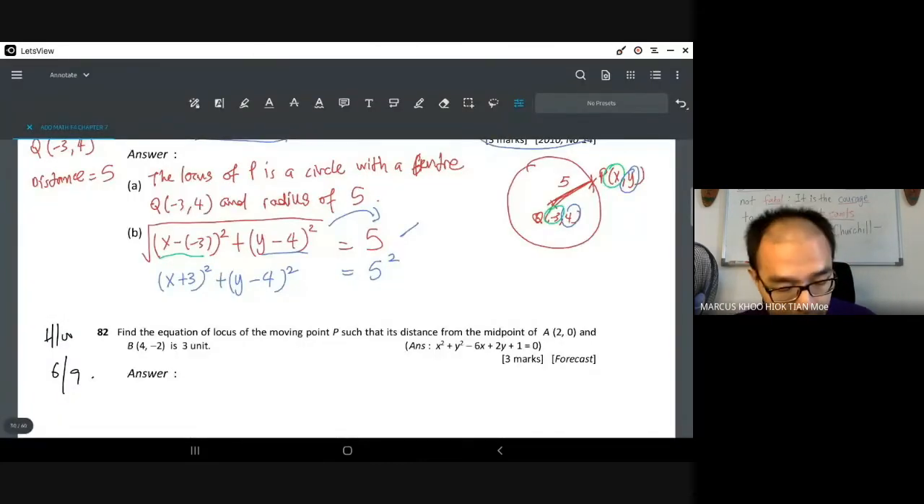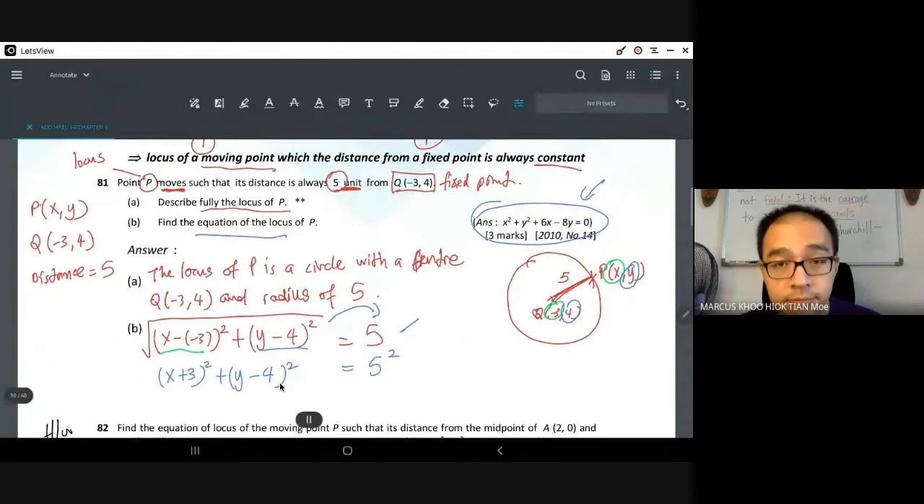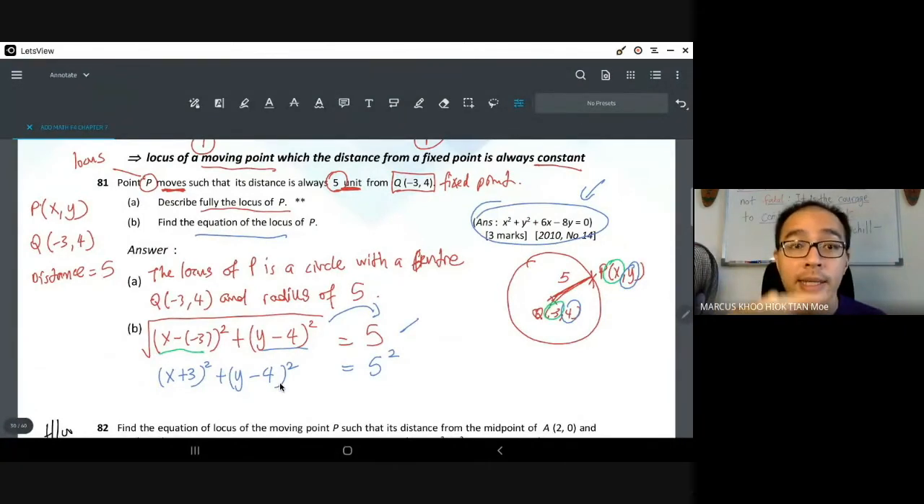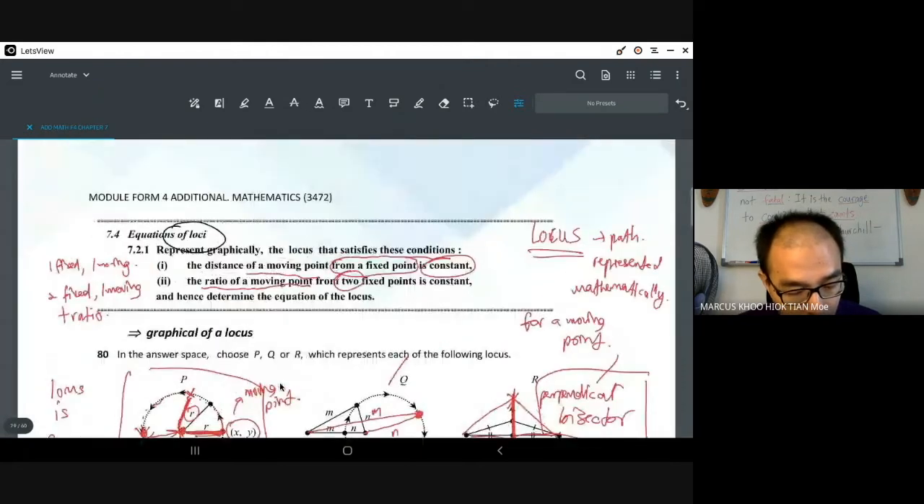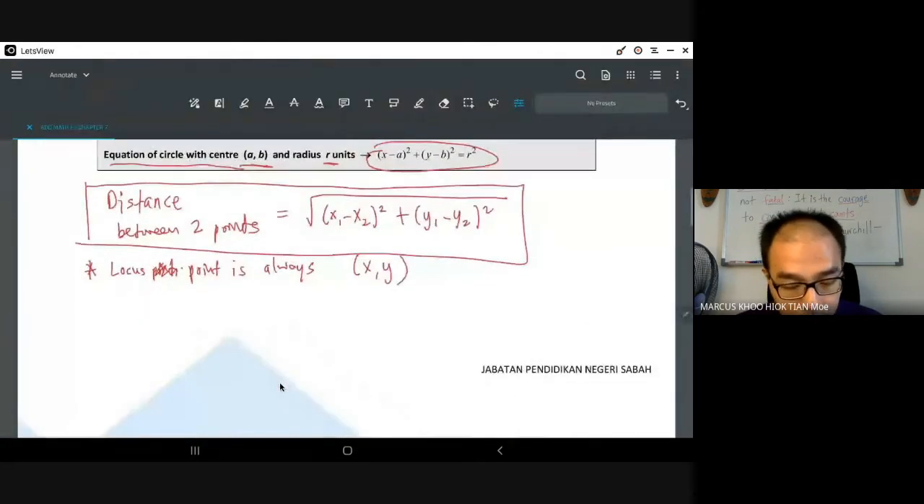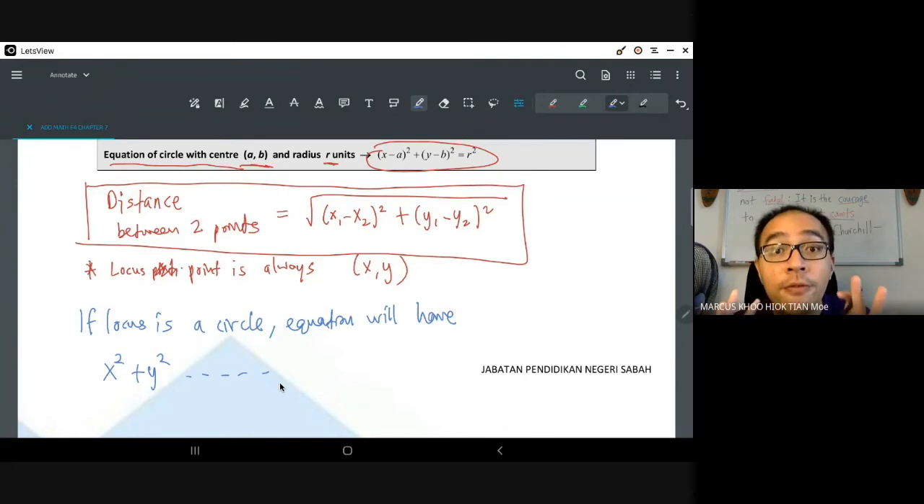So we will get the answer that we were looking at originally, which is this. x squared plus y squared plus 6x minus 8y equals 0, and that's it. That's the equation of the locus. So you find that in this case, the locus is a circle, and I want you to write this note down here. If the locus is a circle, the equation will have x squared plus y squared, and so on. So you expect this kind of answer for a circle.